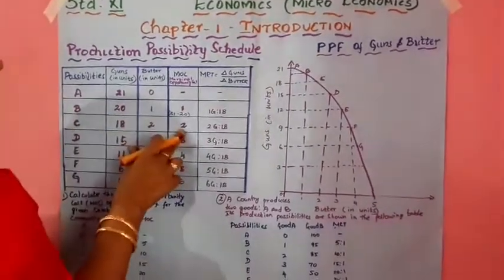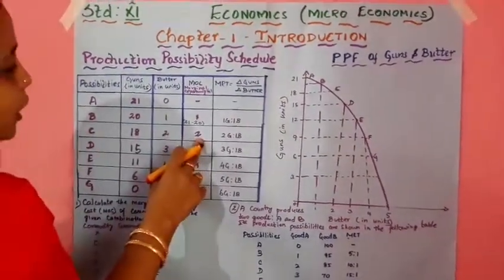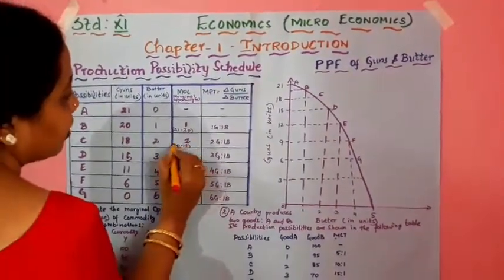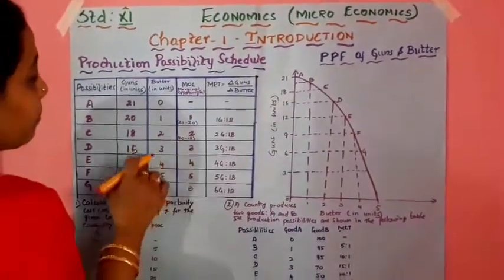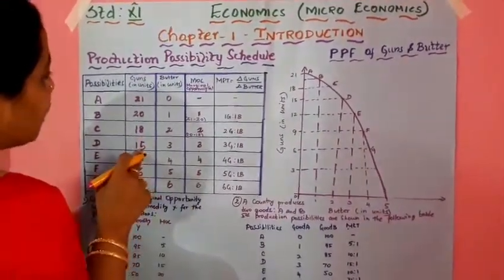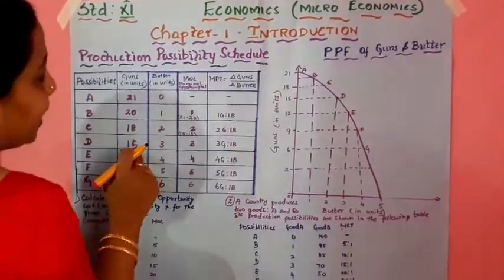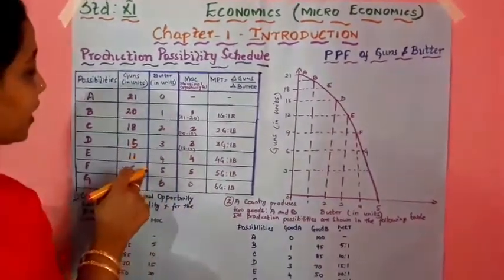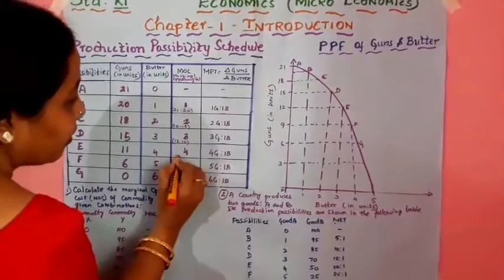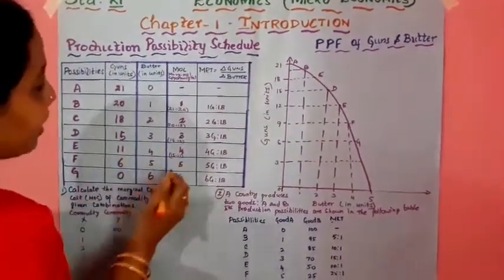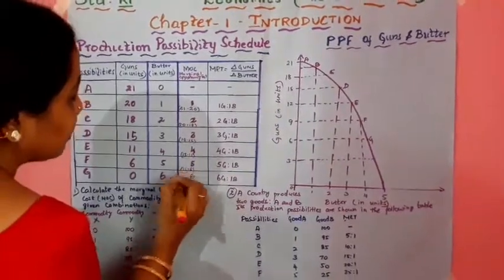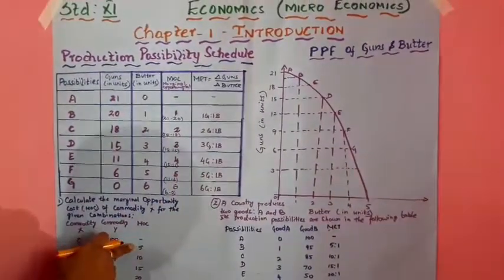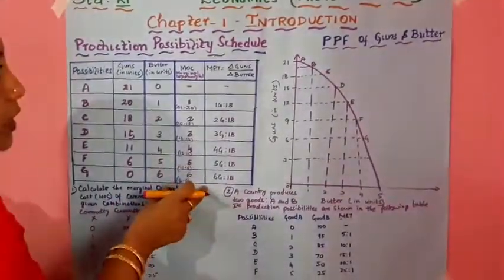Okay. And here for C, the marginal opportunity cost is 20 minus 18. To make you understand clearly, I am writing this. And here the marginal opportunity cost for possibility D is 18 minus 15. Okay. Now here again 15 minus 11. And here 11 minus 6. And 6 minus 0. This is the result of the marginal opportunity cost.